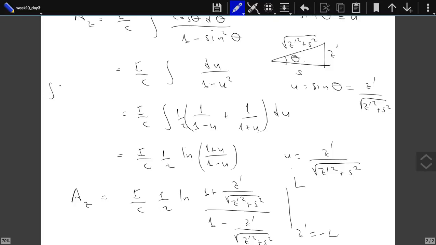Well, you see, the integral of 1 over 1 minus u du is minus the logarithm of 1 minus u. Because if you take the derivative of the logarithm of 1 minus u, you get 1 over 1 minus u, but you also get the derivative of 1 minus u, which is minus 1.